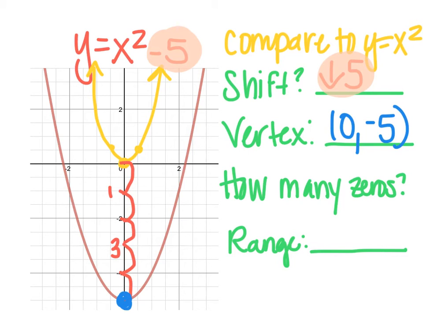It also asks us how many zeros. We'll recall from what we just finished on the previous slide that our zeros are where the graph crosses the x-axis. So that's 1 twice. So this particular graph has 2 zeros.